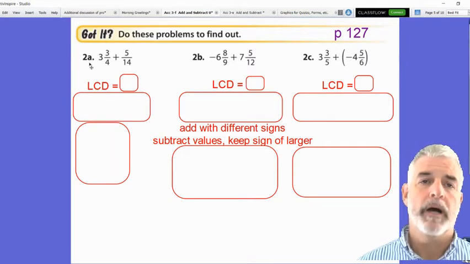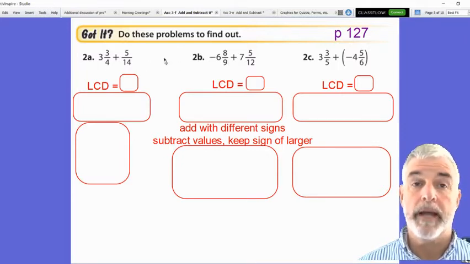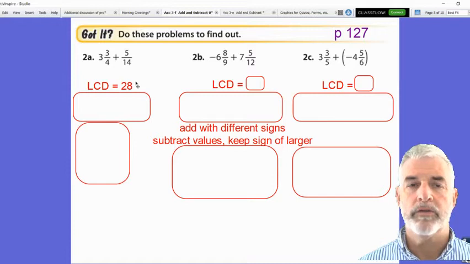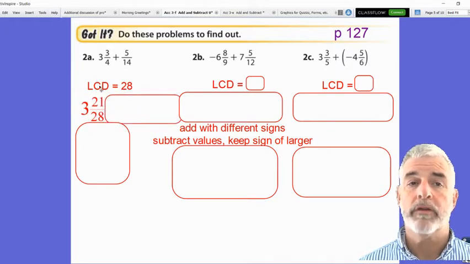All right, so got it, problems here of adding some mixed numbers. So fourths and 14ths, yikes, that's a rough one. The common denominator here is 28. Okay, 4 goes into 28 and 14 goes into 28. So we rewrite these with the common denominator. 3 and 3/4 is the same as 3 and 21/28, because you had to multiply 4 by 7 to get 28. And then this is 10/28.